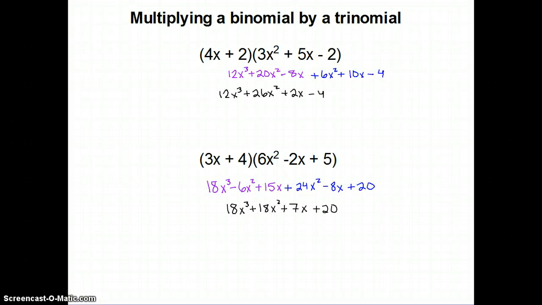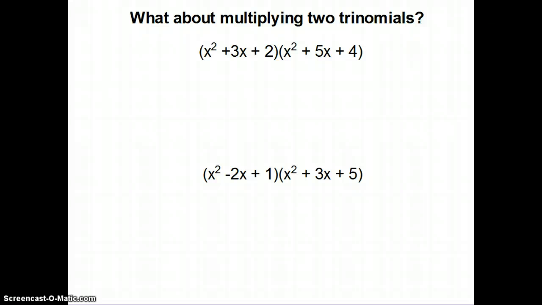From the first, you should have 12x to the third plus 26x squared plus 2x minus 4. And the second, 18x to the third plus 18x squared plus 17x plus 20. Our last topic for the day, I would like to introduce to you multiplying two trinomials. We're going to follow a very similar process. The only difference is now we're going to be distributing 3 times instead of just twice.